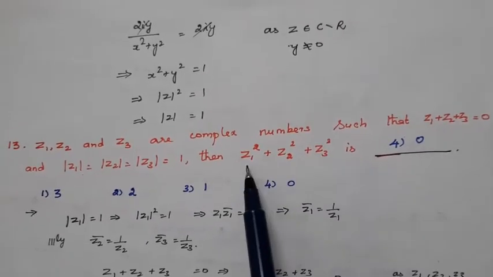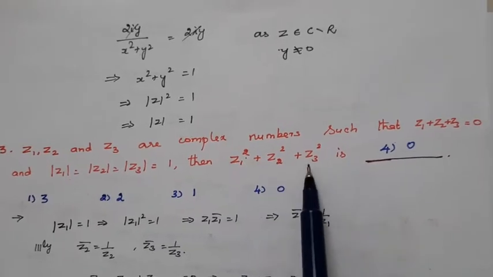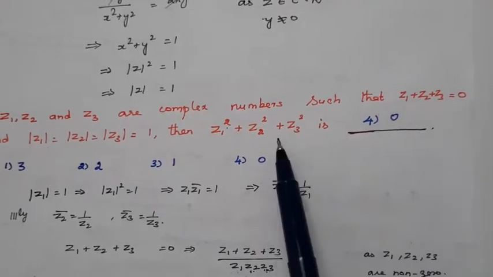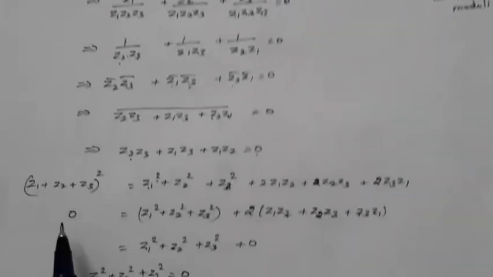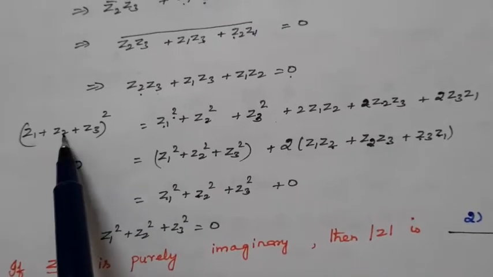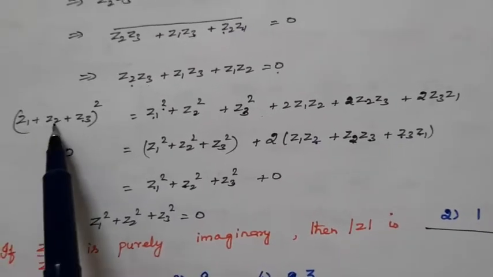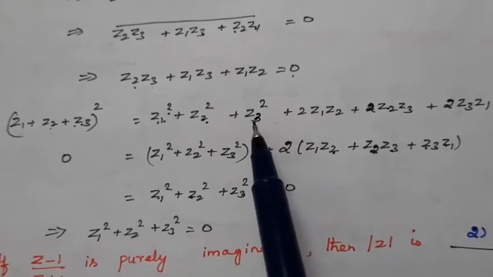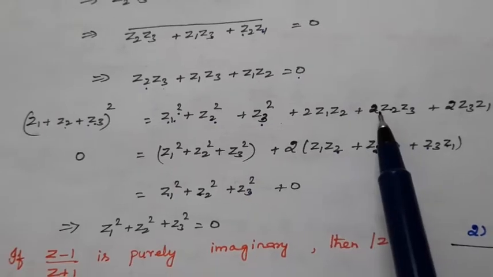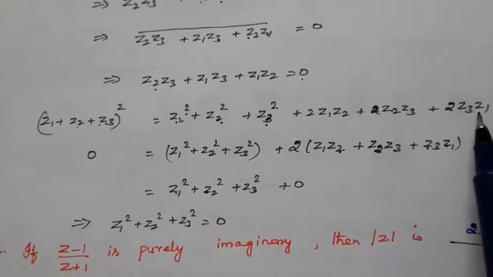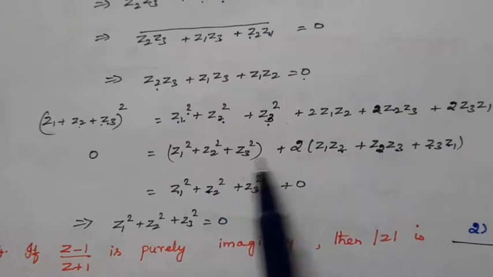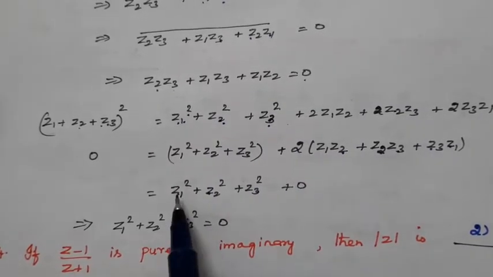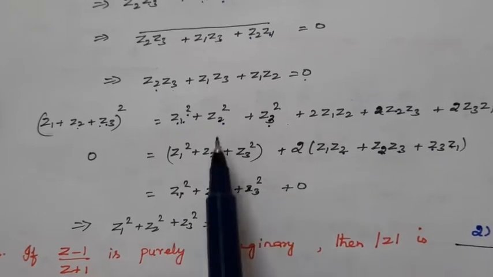Z1 squared plus Z2 squared plus Z3 squared comes from squaring Z1 plus Z2 plus Z3. So let us square Z1 plus Z2 plus Z3. Using A plus B plus C the whole squared, we have the expansion as Z1 squared plus Z2 squared plus Z3 squared plus 2 Z1 Z2 plus 2 Z2 Z3 plus 2 Z3 Z1. Again taking 2 common, this value is found as 0 here, so it will be substituted as 0. So Z1 squared plus Z2 squared plus Z3 squared alone will be the right hand side.